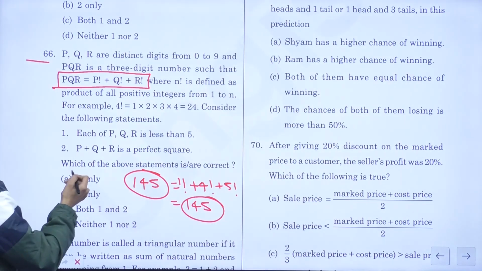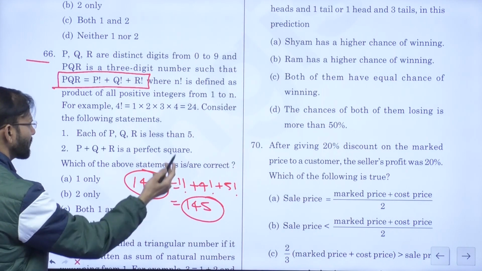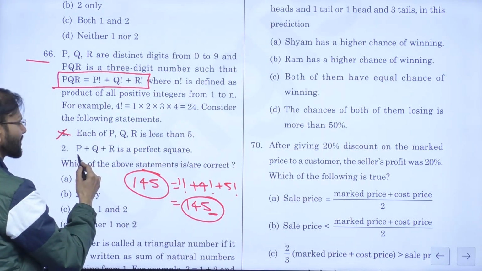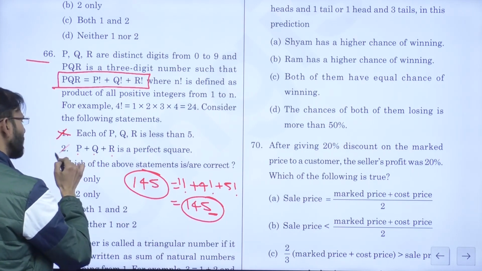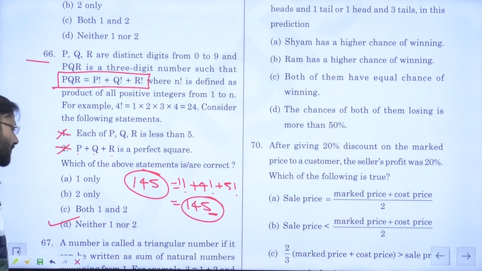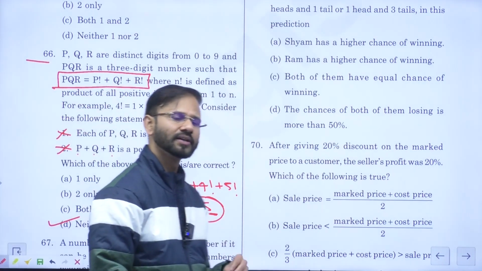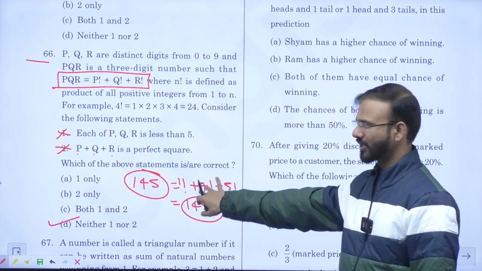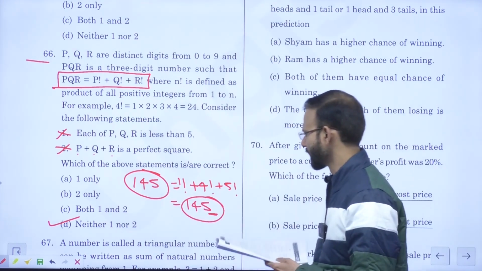So now, what is the question? Each of P, Q, R is less than 5? No, it is not correct, because here R is 5. P plus Q plus R is a perfect square? So 5 plus 4 is 9, 9 plus 1 is 10. No, neither. Okay guys, clear? So if you know it, then you can go for this question, because you will not be able to solve it in the exam otherwise. If I knew it directly, then I could solve it, right?